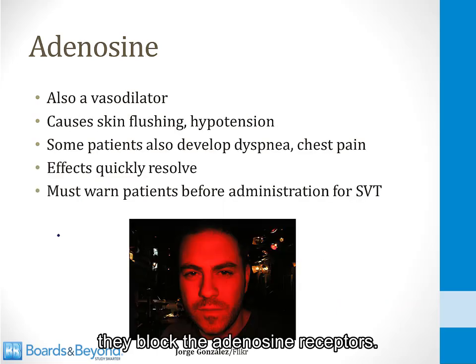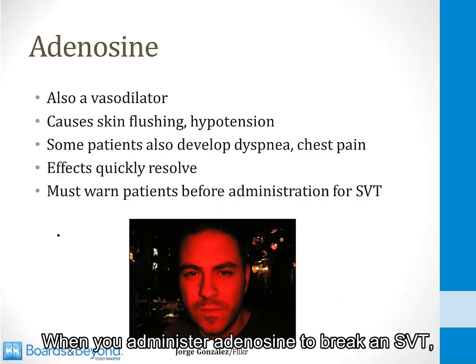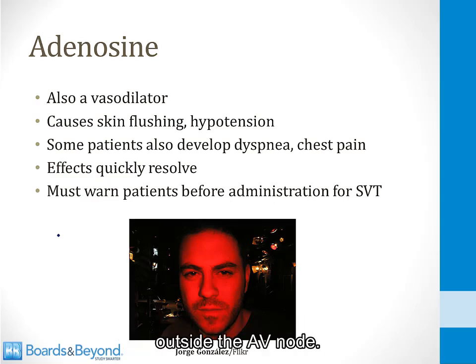Because they are similar to the structure of adenosine, they block the adenosine receptors. When you administer adenosine to break an SVT, you need to remember that there are adenosine receptors outside the AV node.